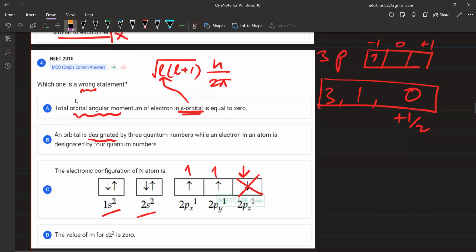पहले कैसे occupy करना चाहिए? Singly occupied with the same spin. Now this spin is different. That is why we will say that this C statement is a wrong statement and hence it is the correct option. Statement is wrong and the option is correct. Yes, Farhat, very good. Correct.